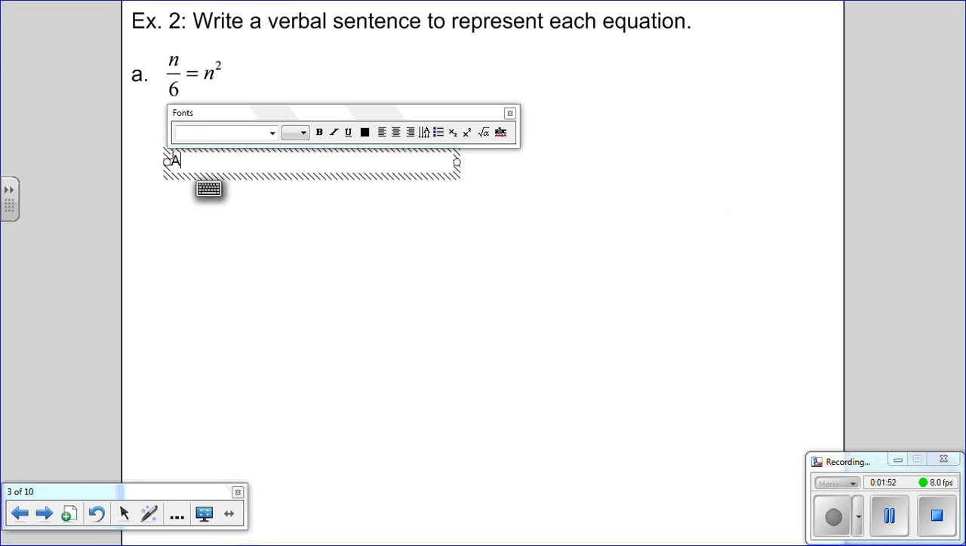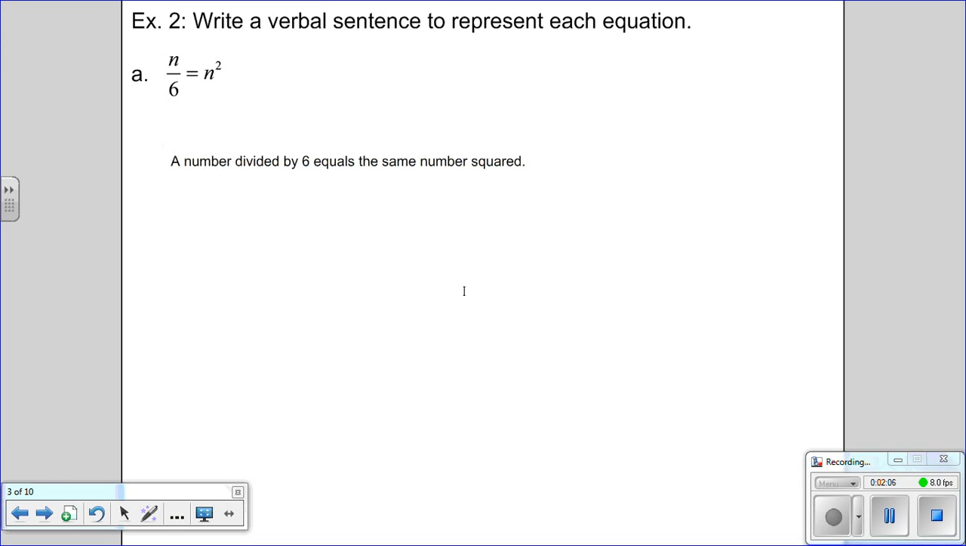So a number divided by 6 equals the same number squared. Squared, of course, means raised to the second power. So now you have a sentence that describes this equation.